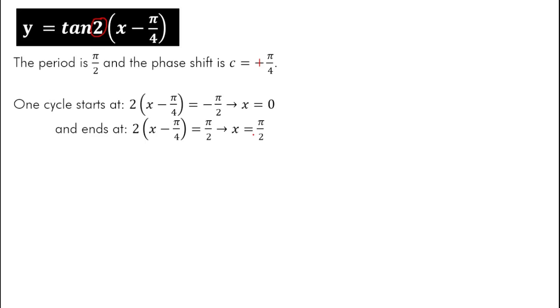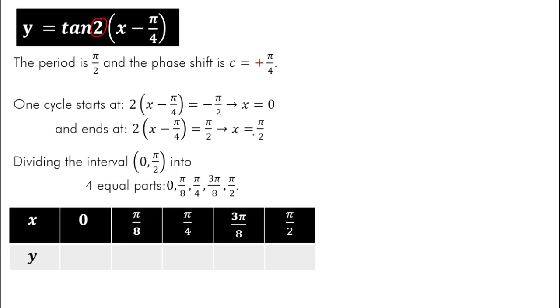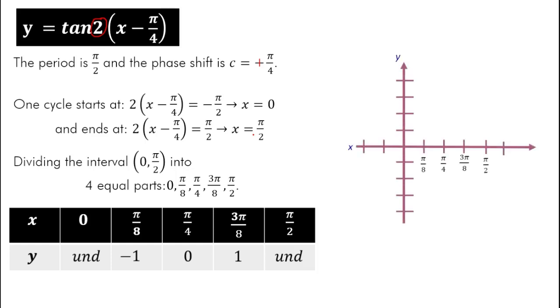Okay, so we'll start from 0 to pi over 2 for our interval. If we divide it into 4 equal parts, that will be 0, pi over 8, pi over 4, 3 pi over 8, and then pi over 2. Okay, so let's substitute it in our function. Then we'll obtain undefined, negative 1, 0, 1, and then undefined again. So x is equal to 0 and x is equal to pi over 2 will become our vertical asymptotes.